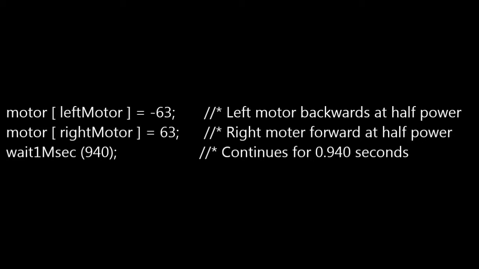Next, we need to make the robot turn. We can do this by making the left motor go backwards at half power and the right motor go forwards at half power. It will continue like this for 0.94 seconds, which is a 90-degree turn.